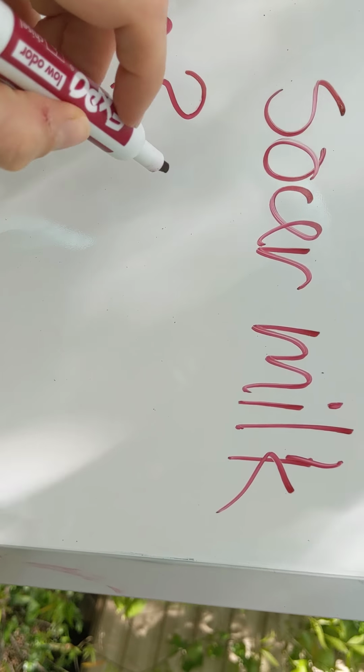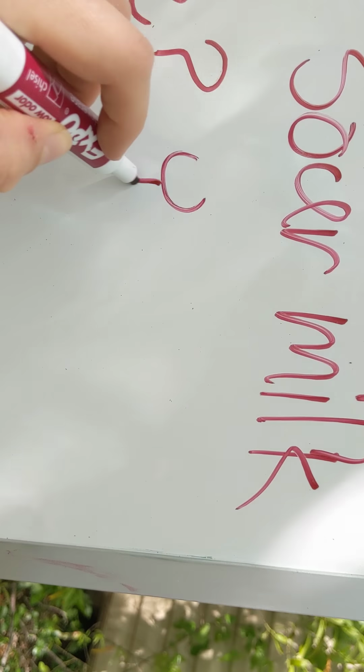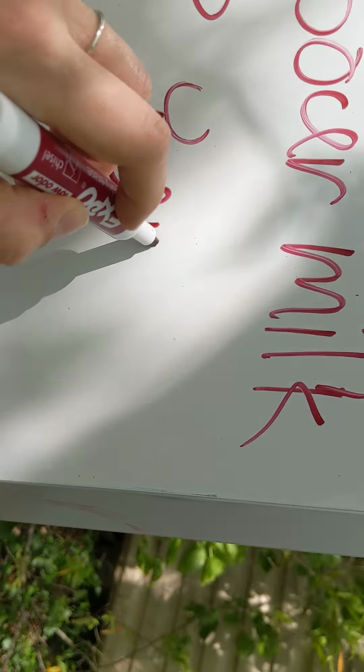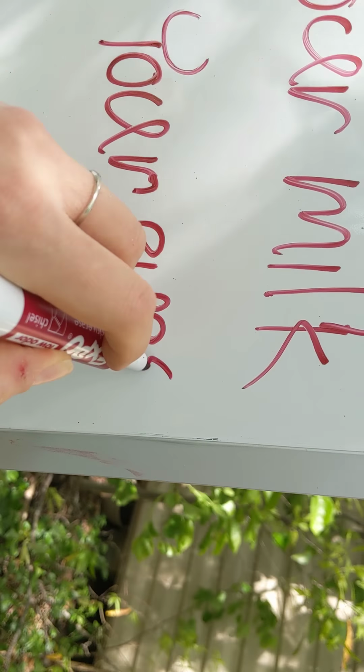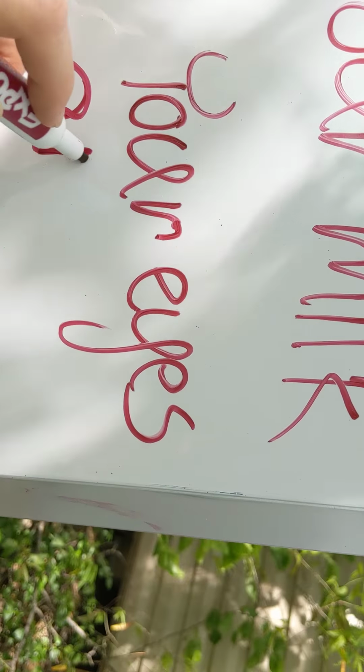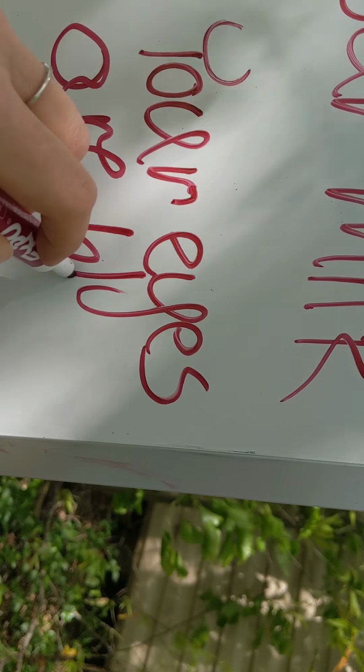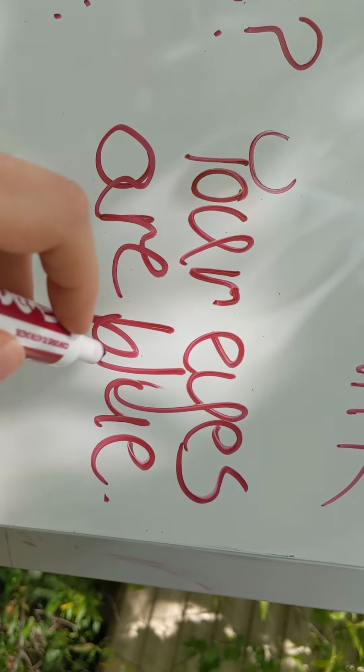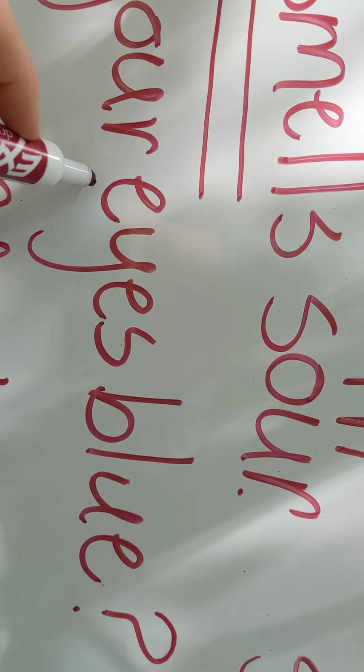So I can say, your eyes are blue. And that will help me label my sentence. So what is my subject? Looking at this one right here, what is my subject? That's right, eyes. So I'm going to label eyes as my subject.